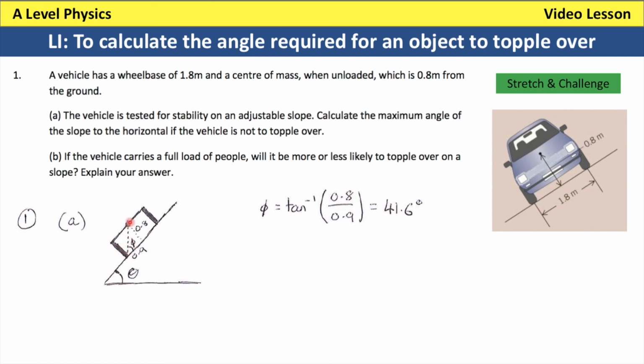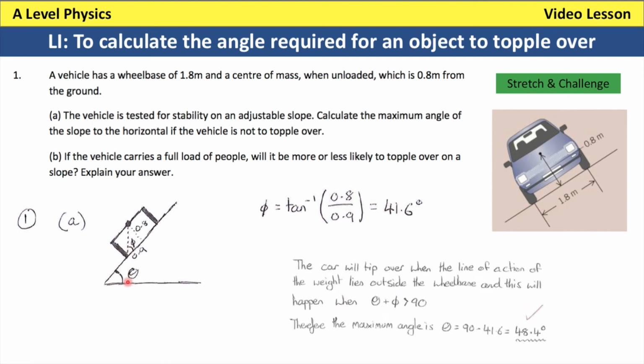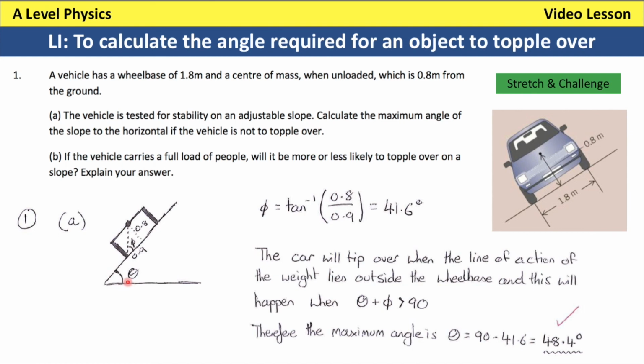But we weren't asked in the question to work out the angle when you draw a line from the wheel to the centre of mass. We were asked to work out the angle of the slope, the adjustable slope, when it topples over. So when it topples over, we know that this vertical line is making a 90-degree angle here with the horizontal. So if we know that the angle here is 41.6, then this angle plus the angle theta has to be equal to 90. So therefore theta is going to be 90 minus 41.6, which gives us an answer of 48.4 degrees.